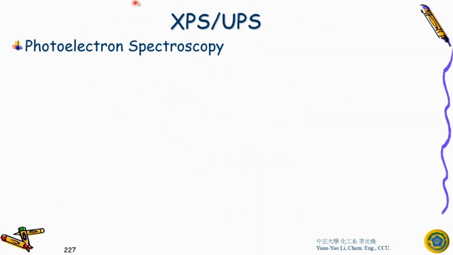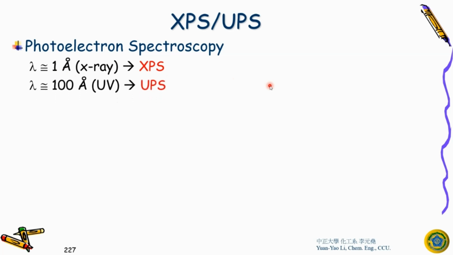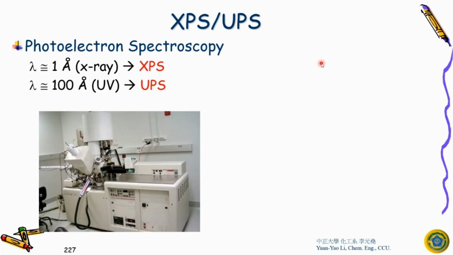And this is called PES. There are two tools. PES can be divided into two. One uses X-ray as the source of the energy. One uses ultraviolet light as the energy. If you use X-ray, the range is about 1 angstrom. And if you use ultraviolet, that will be 100 angstrom. The machine looks like this, expensive.